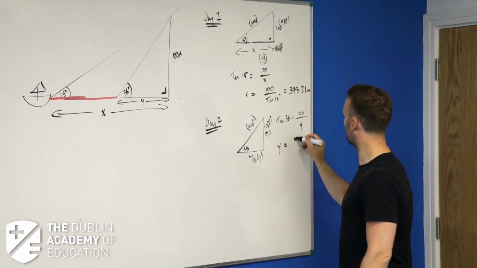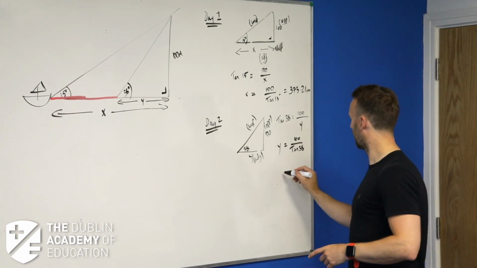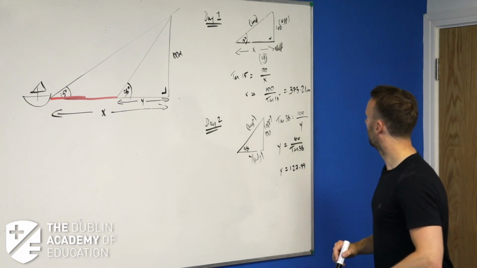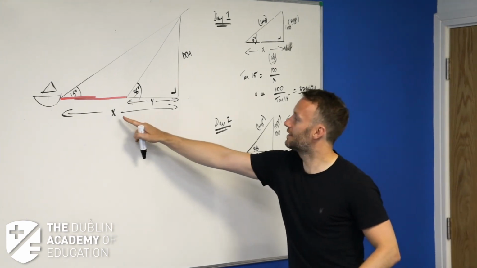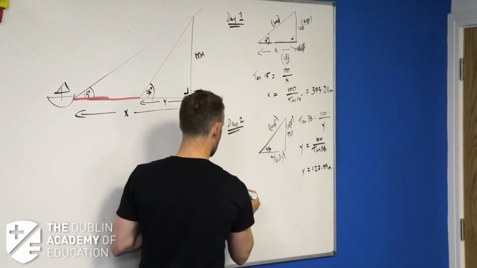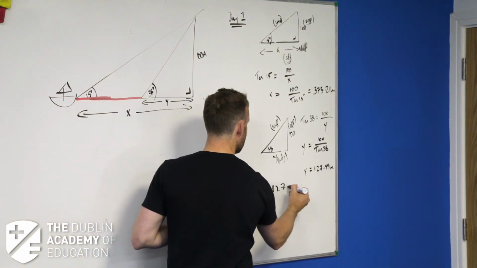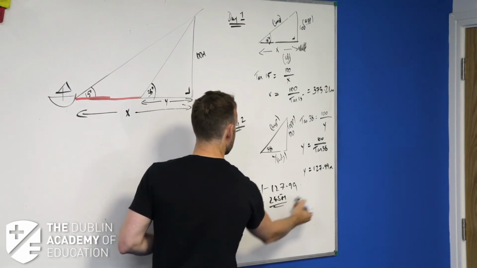Rearrange that, y equals 100 divided by tan 38. No need to use shift because we're not looking for an angle. Put that into your calculator. y is equal to 127.99 metres. Now how will we get the distance that the boat moves? Remember, it's x minus y. x is 373.21 and y is 127.99, so that's equal to 245 metres.